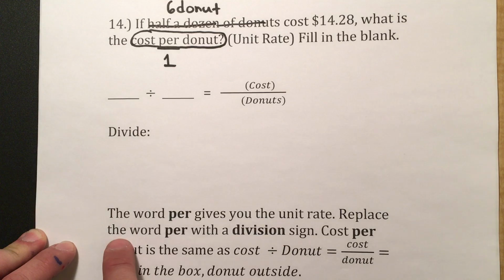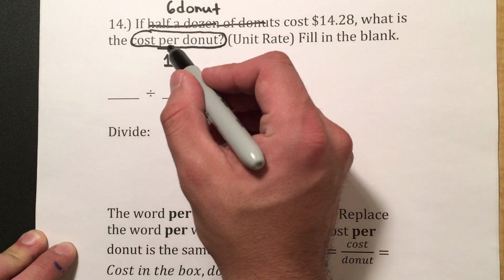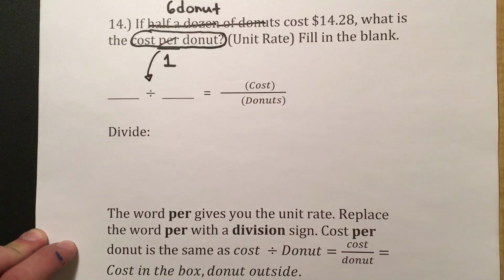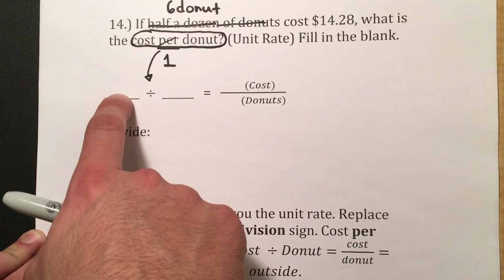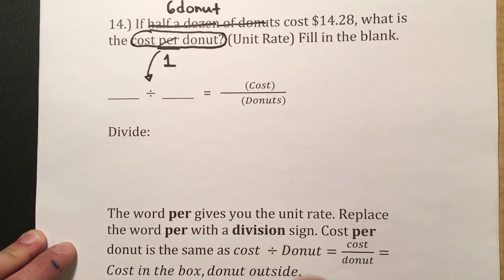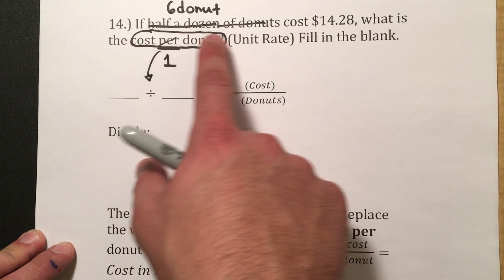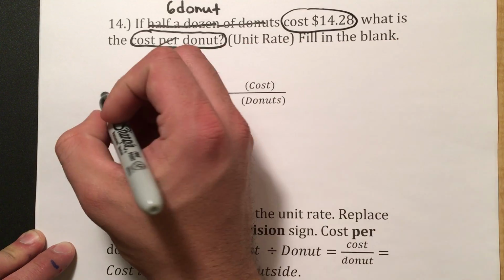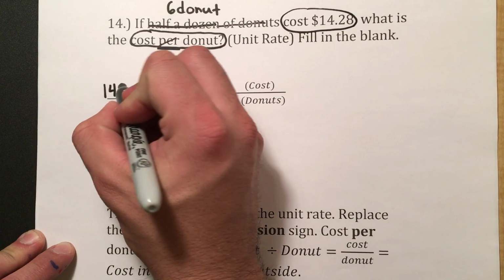All we're going to do is replace the word per with a division sign. So do you see this word per? We're going to take it out and replace it with a division sign. So now we're just going to put the cost over here and the donut over here. This tells you what we're going to be dividing. So let's start with the cost. What is the cost? Well, the cost is $14.28. So we're going to put here 14.28.